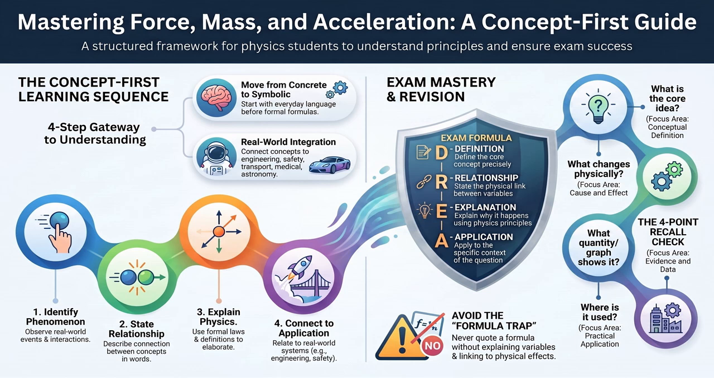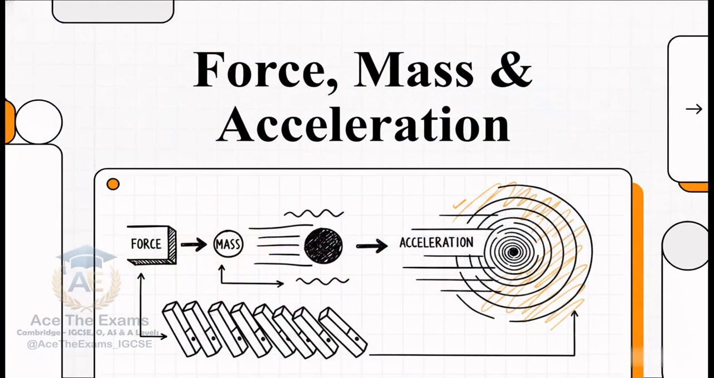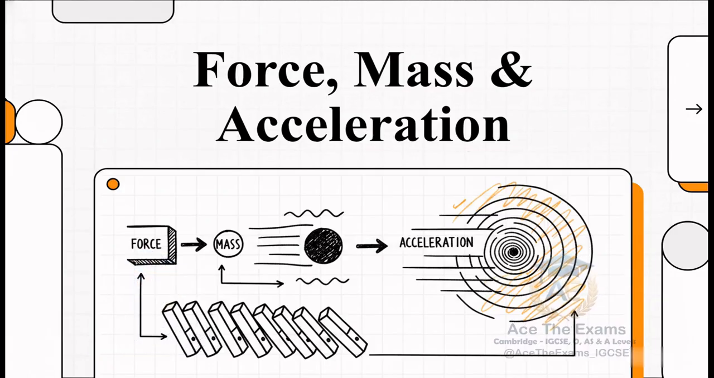Picture this. You're sitting in the exam hall. The invigilator announces you have 1 hour and 15 minutes. You flip open your Cambridge IGCSE Physics 0625 past paper, and immediately your heart sinks. Staring back at you is a 6-mark extended response question on force, mass, and acceleration. The clock is ticking down, the tension is building, and you have to perform.